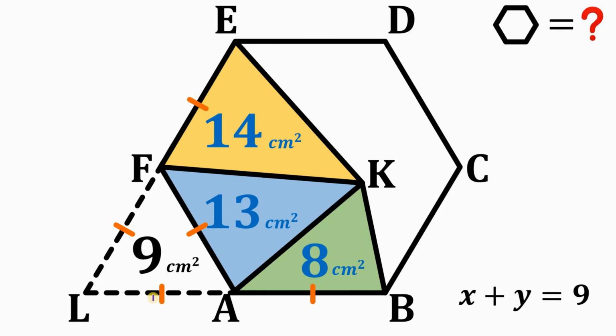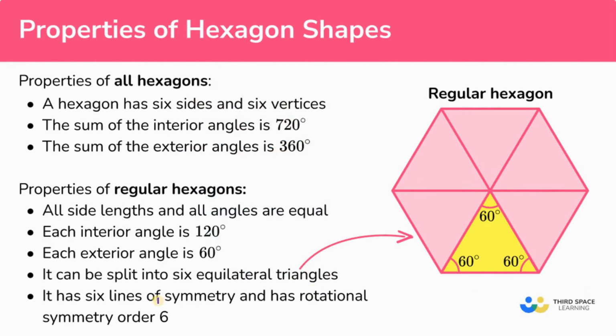Now, from here, how are we going to find the area of this regular hexagon? Now, we will use the concept of a regular hexagon. But we will focus on this important property, wherein all regular hexagons can be split into 6 equilateral triangles. Therefore, if we get the area of one of these equilateral triangles, multiply by 6, and that is the area of the regular hexagon. Now, we will use this concept to answer our question.